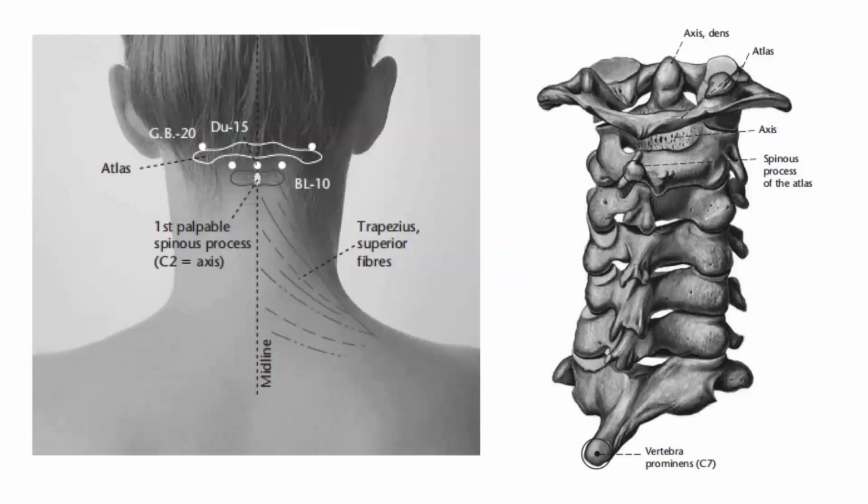So here we can see the location of DU15, and how we would palpate the first spinous process, which is the axis, or second cervical vertebra, the first palpable spinous process.